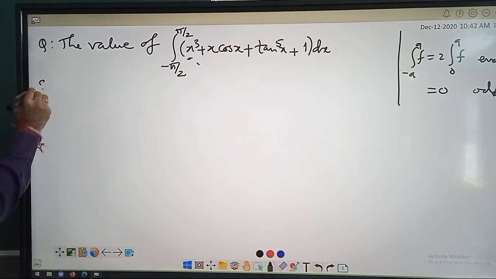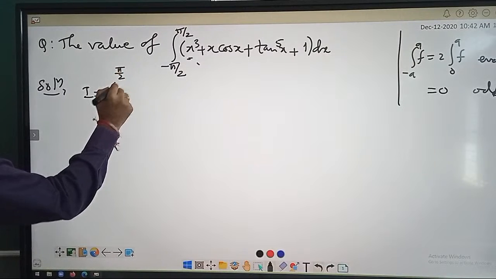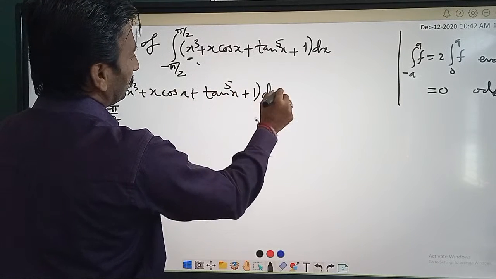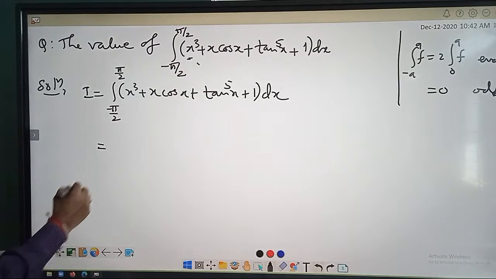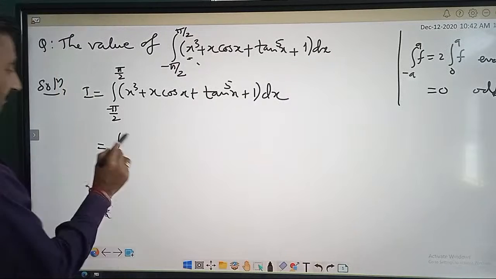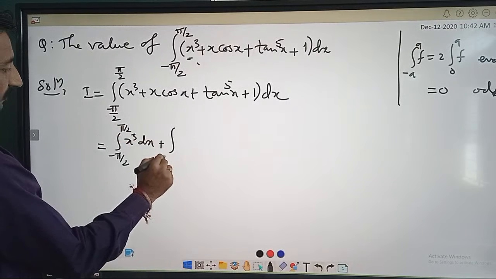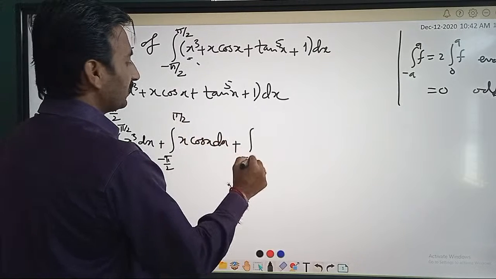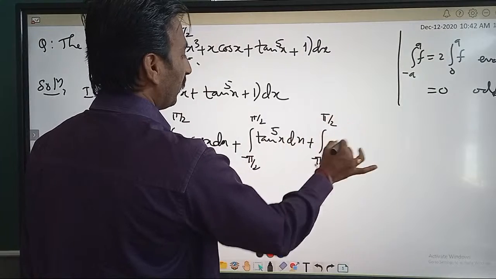Now look at this. Very simple. The first 3 terms vanish. Only the last integration of 1 we have to do. I equals integration from minus pi by 2 to plus pi by 2 of x cube plus x into cos x plus tan raised to 5 x plus 1 with respect to x. Otherwise you can do it like this, one more step: minus pi by 2 to plus pi by 2 x cube dx plus minus pi by 2 to plus pi by 2 x cos x dx plus minus pi by 2 to plus pi by 2 tan raised to 5 x dx plus minus pi by 2 to plus pi by 2 1 dx, correct?